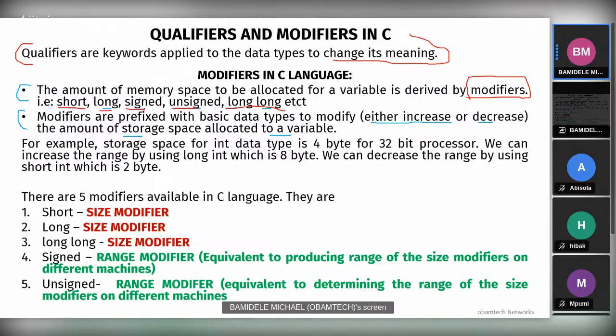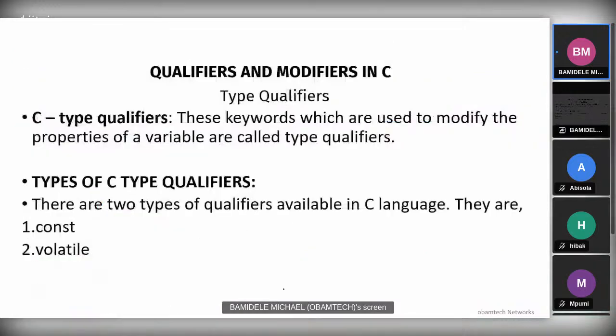So all of these are signed types. A signed type has its own range, and unsigned too has its own range. So these are the things that make them special.